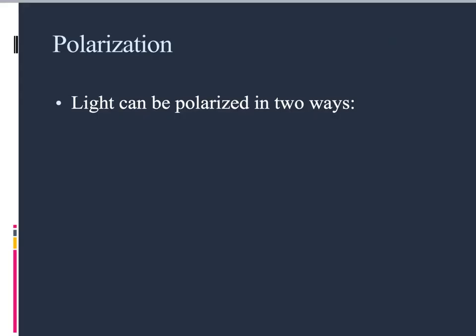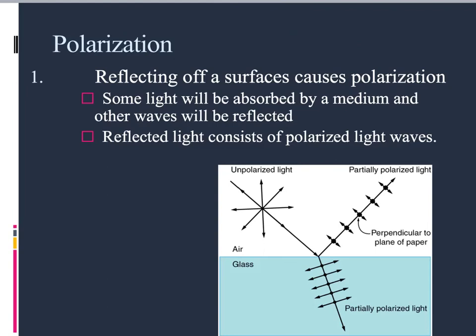We can polarize light in two ways. If we reflect it off a surface, it causes polarization. Some light will be absorbed by a medium and other waves will be reflected. So reflected light consists of polarized light waves. Here it's unpolarized, it comes through. Some of the waves go through, others are reflected, but all the ones that come out are polarized. They all oscillate in one direction only. So that's one way to polarize light.